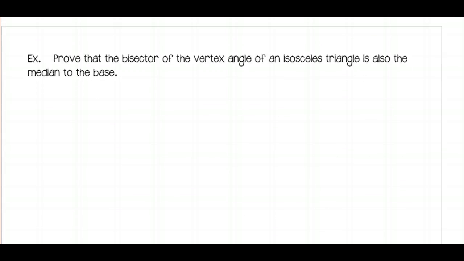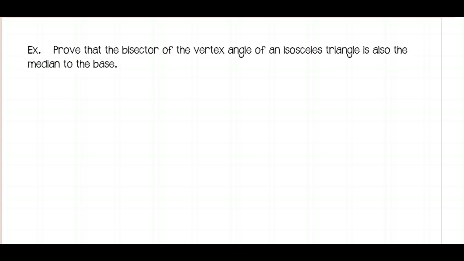Alright, so at this point, I'm going to get this problem set up for you, and then I'm going to pause the video and write out the solution. So if you want to pause the video too. So it says prove that the bisector of the vertex angle of an isosceles triangle is also the median. So you have to kind of interpret what's going on here.